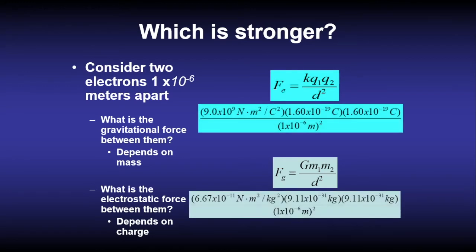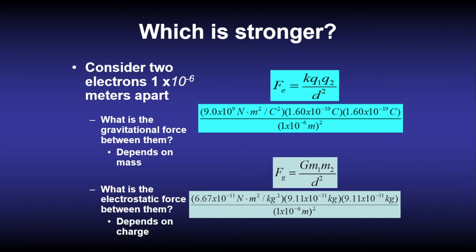So if we look at our equation, we see that K is 9 times 10 to the 9th, Q1 is 1.6 times 10 to the negative 19th, and Q2 is 1.6 times 10 to the negative 19th. These are electrons, so they should be negative, but because they're both electrons, I know that those negatives are just going to cancel each other out, so I just drop the negatives. Divided by d squared, and our d is 1 times 10 to the negative 6.